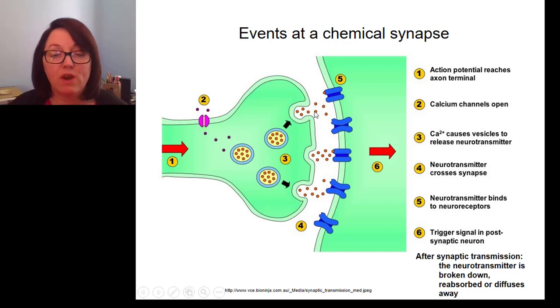The neurotransmitter then travels across the cleft and binds to its receptor. So these blue things are the receptors for the neurotransmitter. The receptors for the neurotransmitter are typically chemically gated ion channels. So the neurotransmitter acts as the chemical that opens the gate. Then the ions will flow into or out of the neuron, depending upon the type of channel, and cause a change in voltage in our postsynaptic neuron.